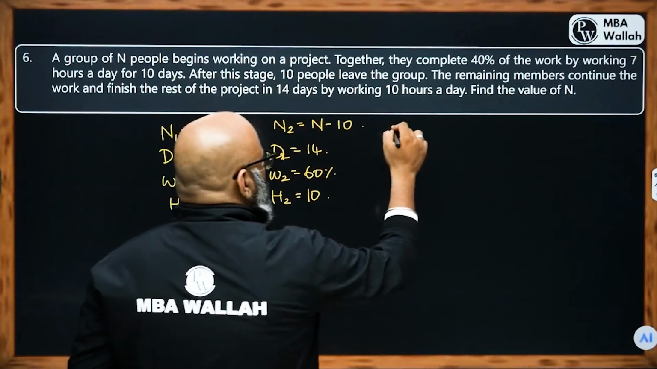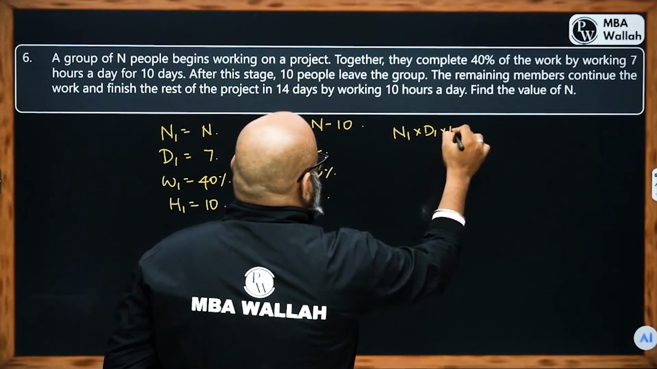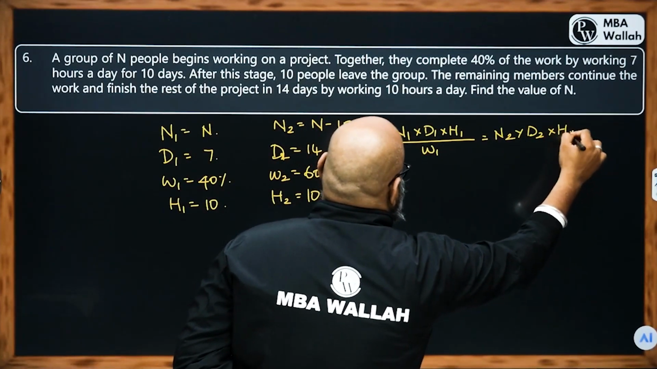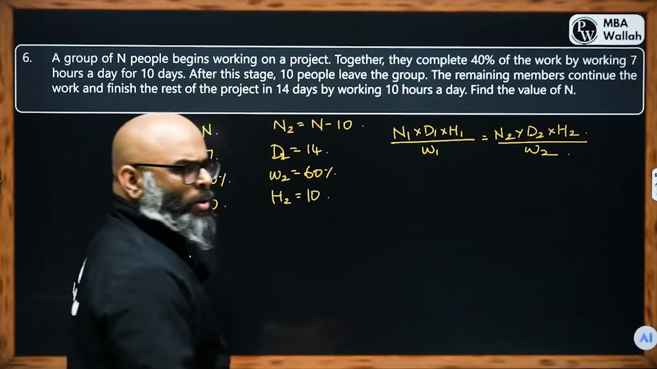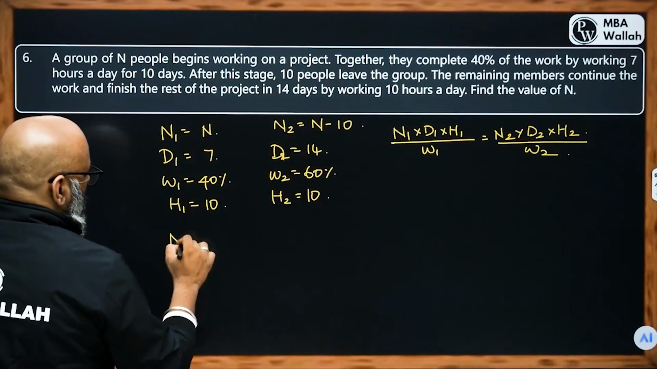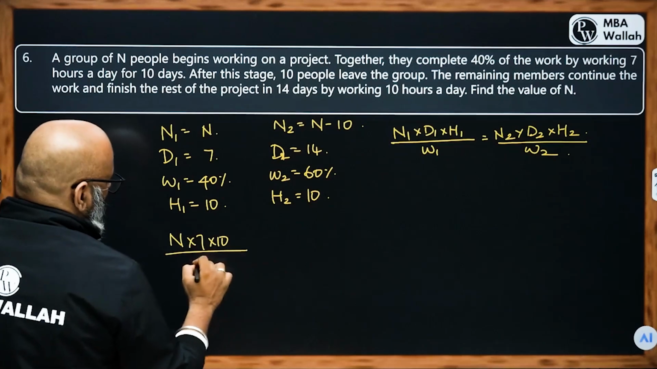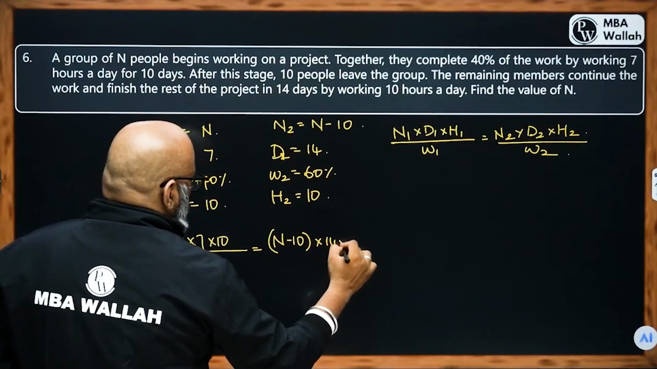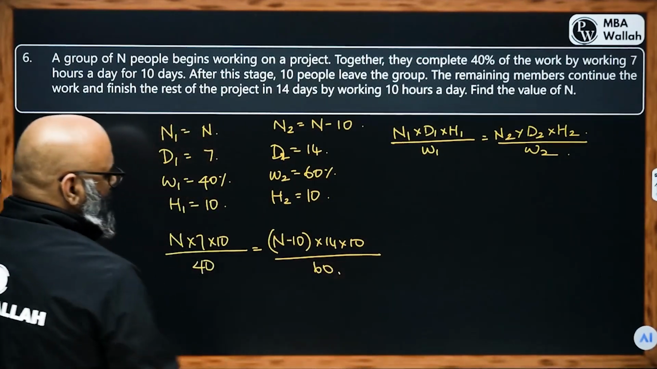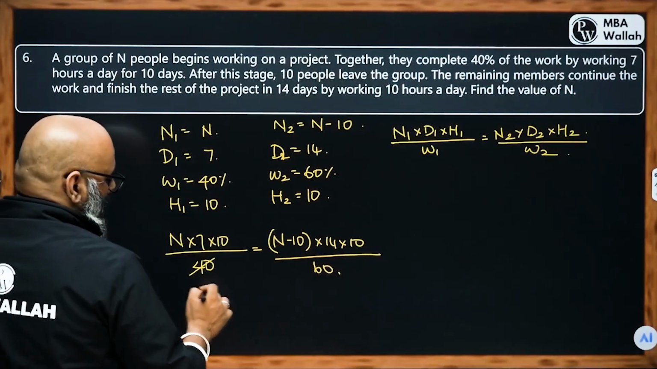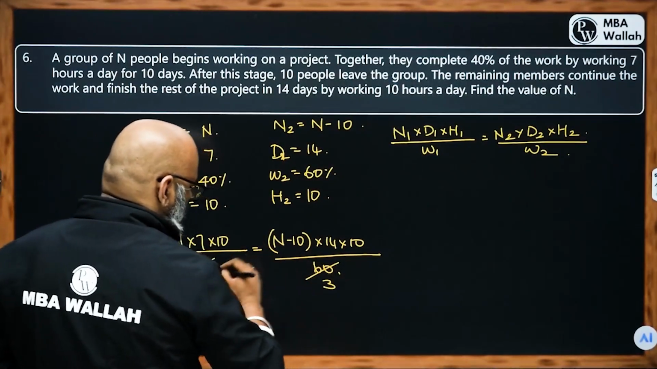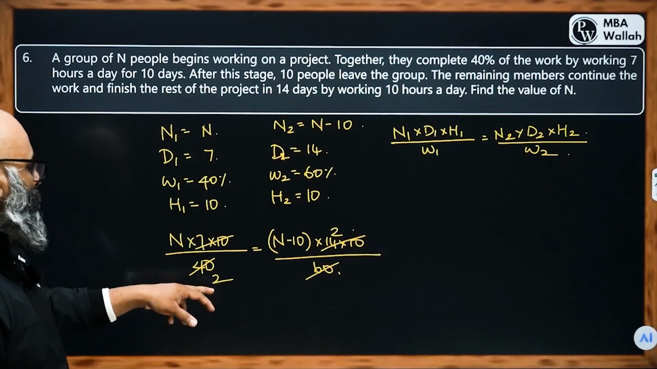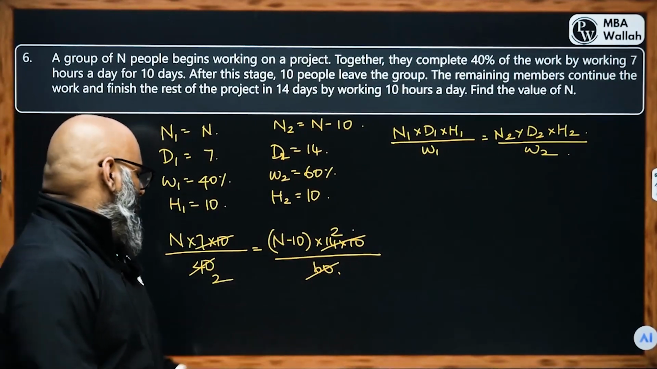We know the chain rule that says N1 into D1 into H1 by W1 is equal to N2 into D2 into H2 by W2. So let's plug in, and then we'll get our value. N into 7 into 10 divided by 40 is equal to n minus 10 into 14 into 10 divided by 60. So let's do this. 40 and 60 can be cancelled. This is 2, this is 3. This is 70, this is 140. So this will be 2 times. So n by 2 is equal to 2 into n minus 10 by 3.